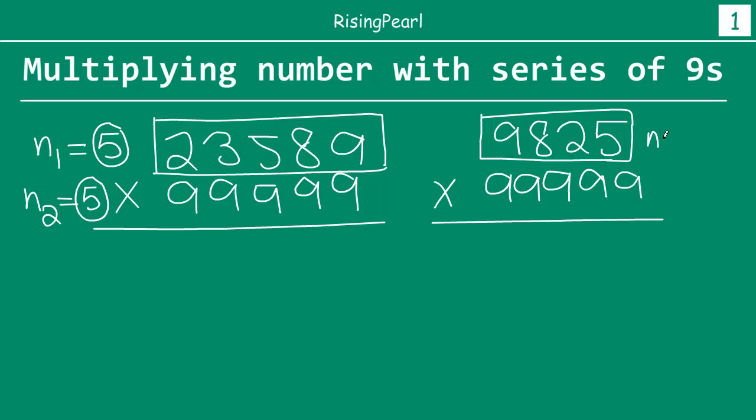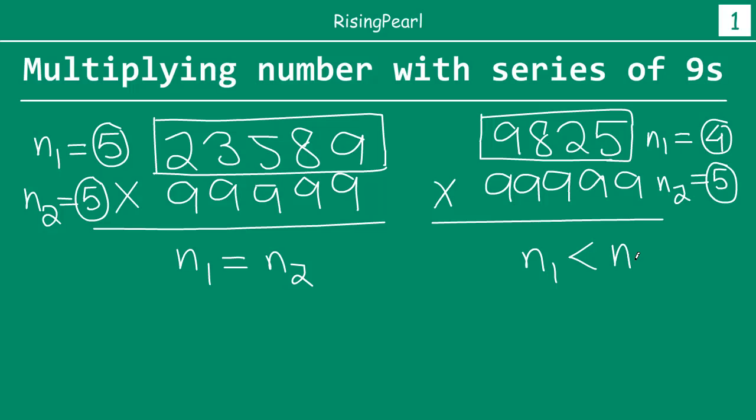And here n1 is equal to, how many digits do we have? 4. And how many digits do we have in the number with nines? 1, 2, 3, 4, 5. So in these two scenarios, in the first example we have n1 equal to n2, and in this example we have n1 less than n2. These two scenarios we have covered in the earlier two videos, whose link I have provided on the top right side corner of this video for your easy reference. We have seen how we do these types of multiplications.